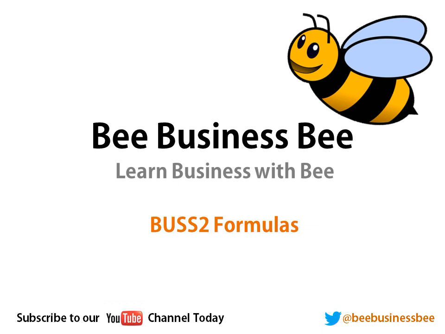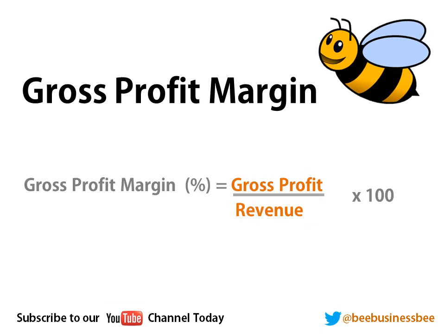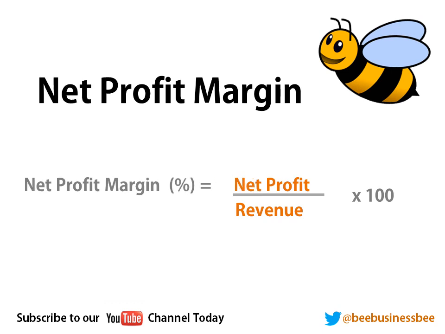Let's look at our first formula. Okay, the gross profit margin. So the gross profit margin is calculated from our gross profit divided by our revenue times 100. Our net profit margin is our next formula. We calculate this very simply, our net profit divided by our revenue times 100.